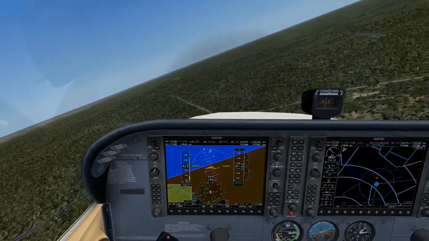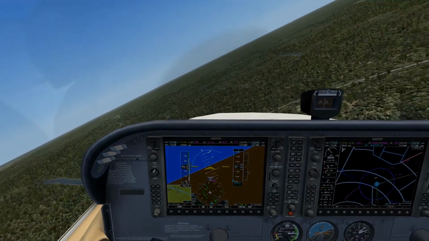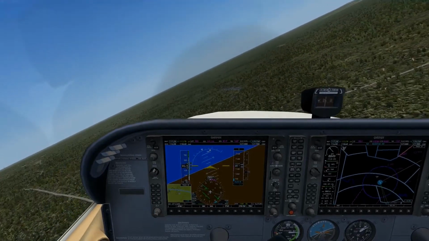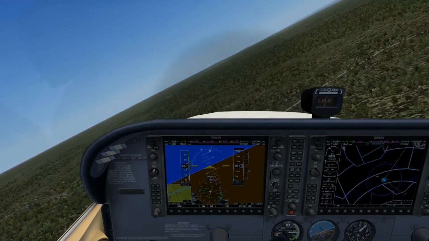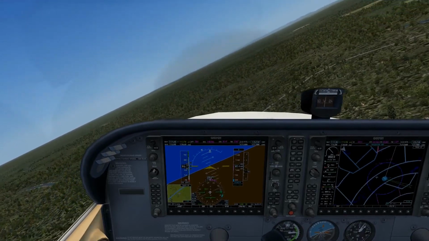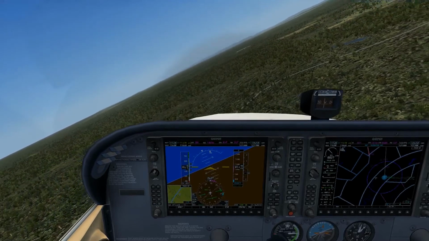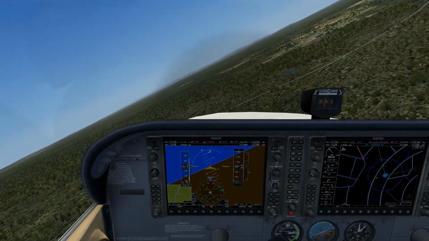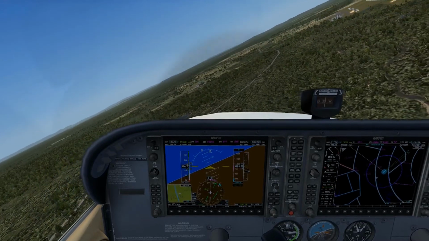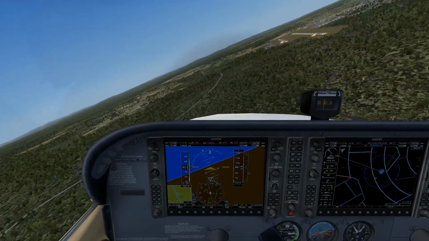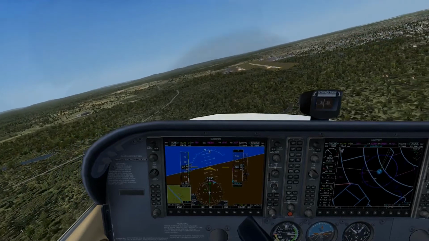Now we're starting the turn. We're going to try a 25-degree bank turn this time. You can see our rate of descent is right around 900 feet per minute, and we'll compare that for our different bank angles. So yeah, it looks like about 900 feet per minute in a 25-degree bank.